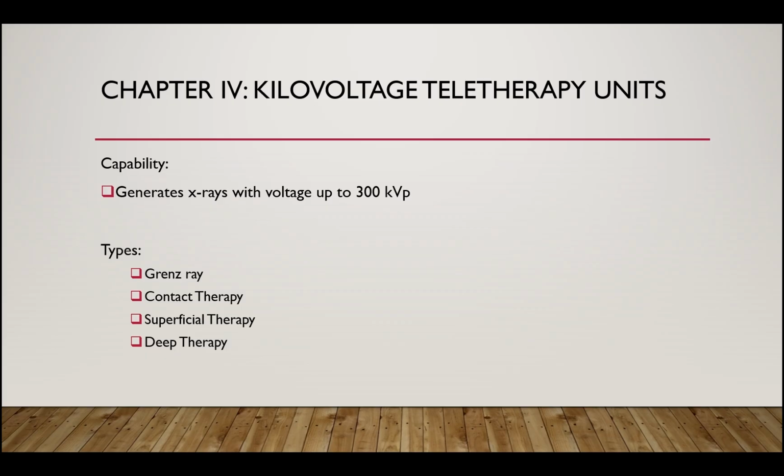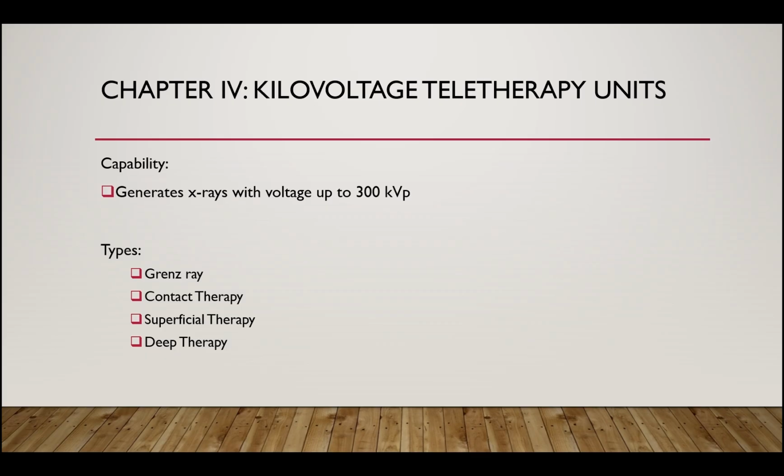Under the kilovoltage teletherapy units, we have 4 subclassifications or types. First is the Grenz ray, the contact therapy, superficial therapy, and the deep therapy. So these machines or these units operate or generate X-rays with voltage up to 300 kilovoltage peak. Okay.